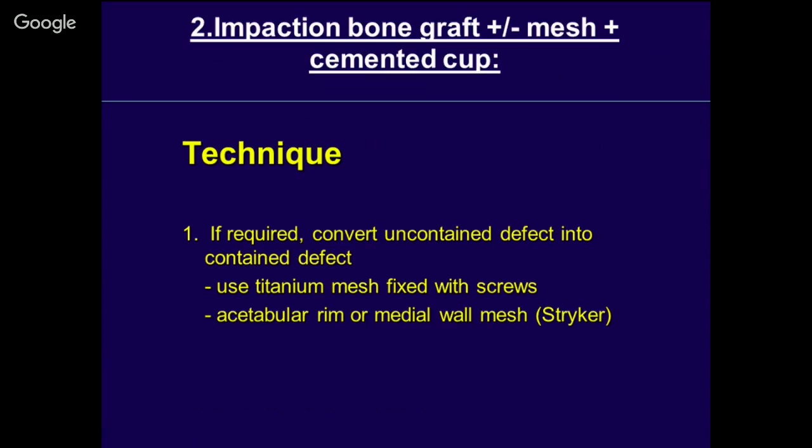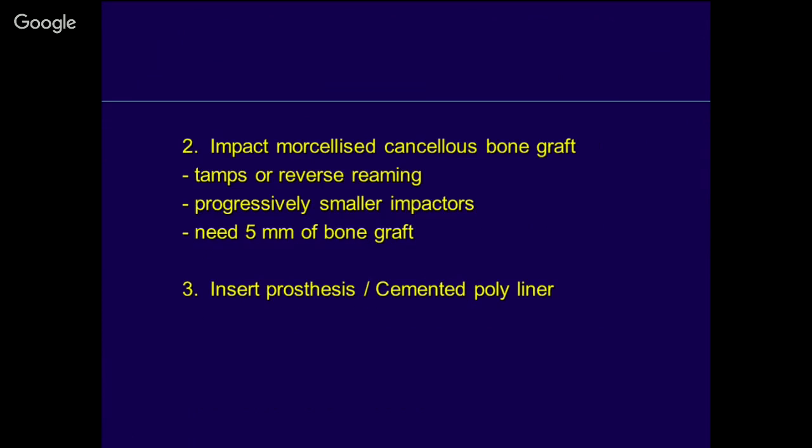Then there is impaction bone graft with or without mesh plus cement, where we can use a cemented cup. It is required if we convert an uncontained defect into a contained defect. We can use a titanium mesh fixed with screws, then the acetabular rim and the medial wall mesh. So impacted morselized bone graft, TAMs over there. We do the reverse reaming, and then we insert the prosthesis.